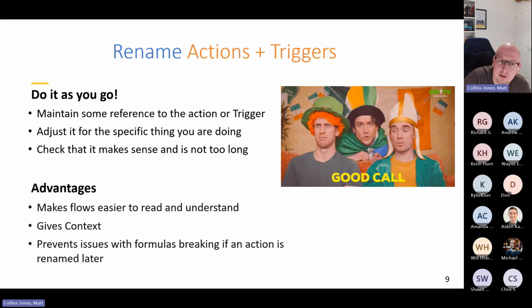Rename actions and triggers and do it as you go along. Maintaining some reference to the trigger and action is usually a good idea, so you know what the actual action is. Check that it makes sense and it's not too long. I'd also avoid different characters if you can, so spaces instead of dashes and things like that. I'm not saying you can't use them, but if you had to write an expression for it, it makes it a little bit more complicated with space, underscore, dash, underscore, this. So again, just make them easier to understand.